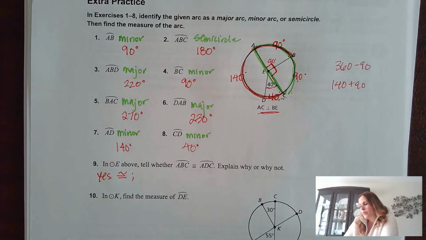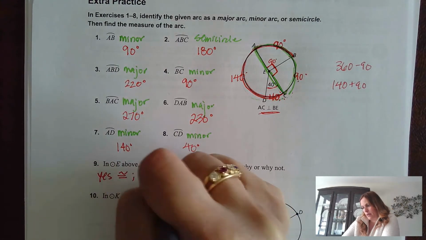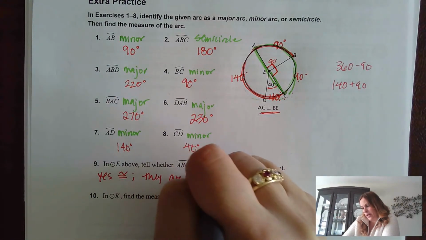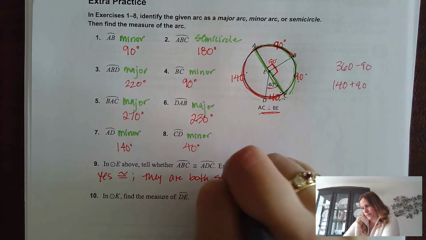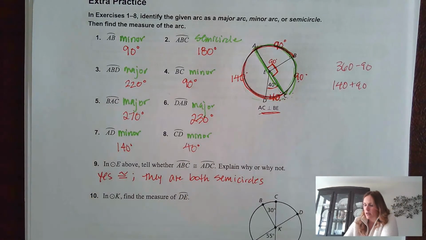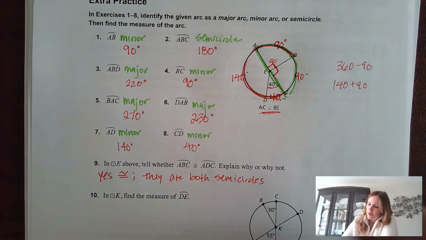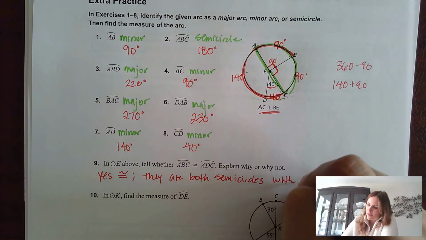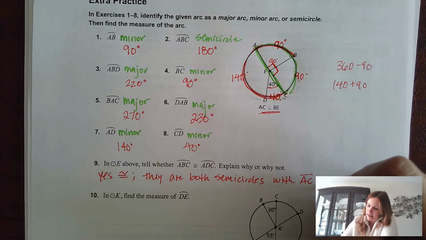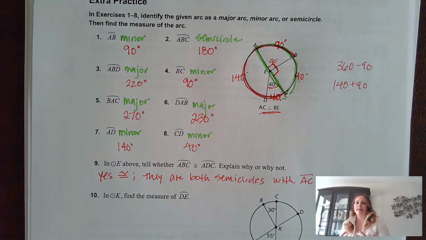Why? You could say, I would say they are both semicircles. If you look at the diagram, that's what it is, with AC as a diameter. Remember, a semicircle has to have that diameter in order for it to be a semicircle, right? So they both have the same diameter, AC.